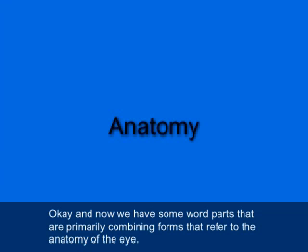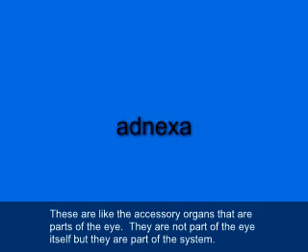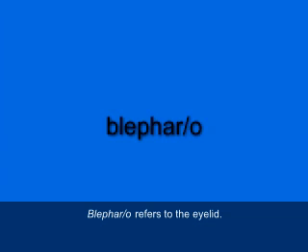Okay, well now we have some word parts. They're primarily combining forms that refer to the anatomy of the eye. First of all, we have the outer parts that are actually referred to as the adnexa, and these are like the accessory organs or parts of the eye. They're not part of the eye itself, but they're part of the system. And the first one is blepharo, BLEPHAR/O. Blepharo refers to the eyelid.